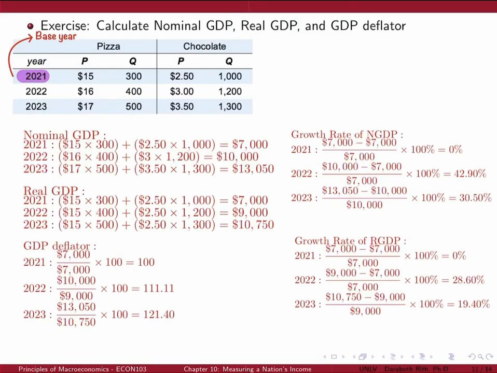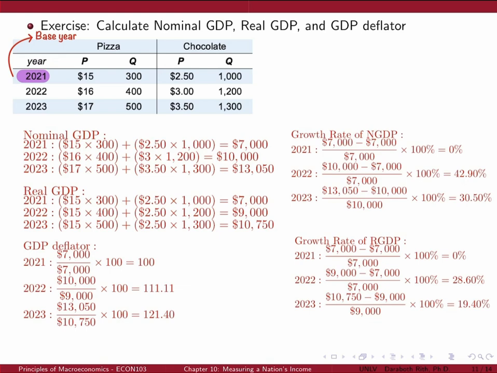If we extend our calculation to find the growth rate of nominal GDP, we can do as follows. For year 2021, nominal GDP is $7,000. So the growth rate of nominal GDP, you take $7,000 minus $7,000 divided by $7,000 times 100%. That equals 0%. Note that the growth rate of nominal GDP for the base year is always 0%.